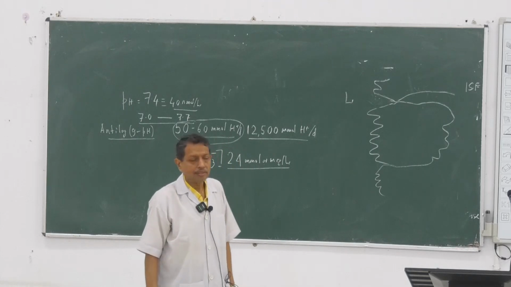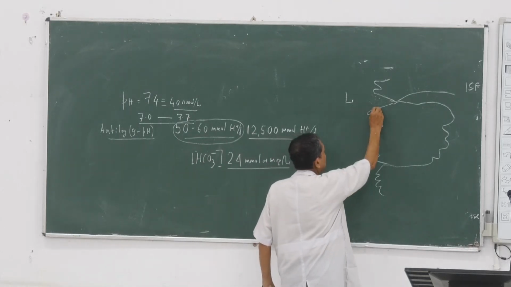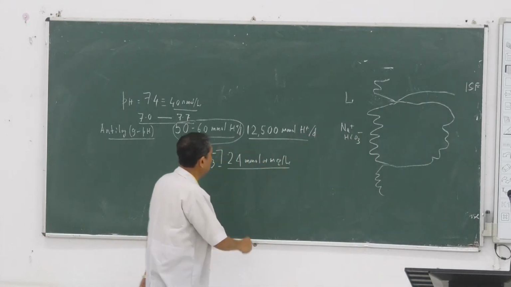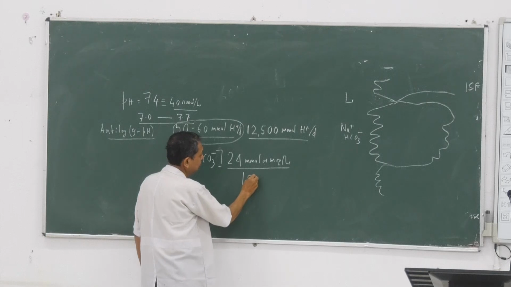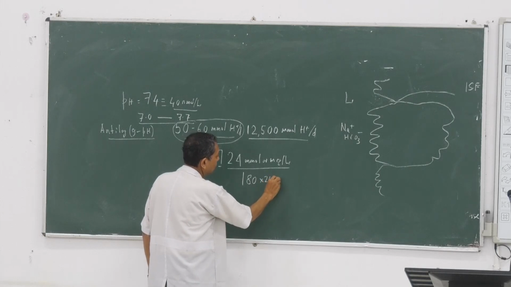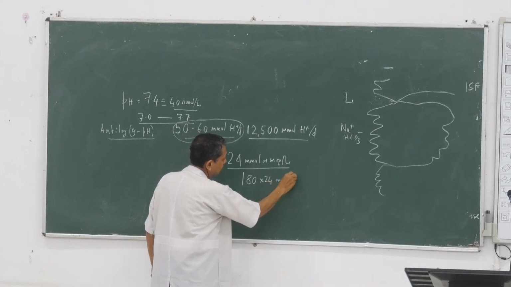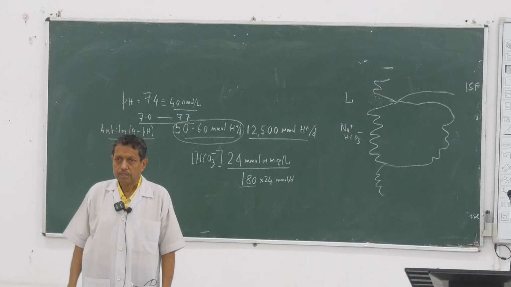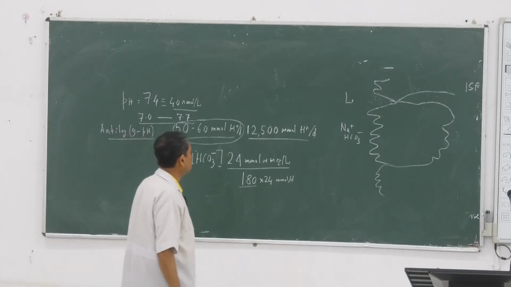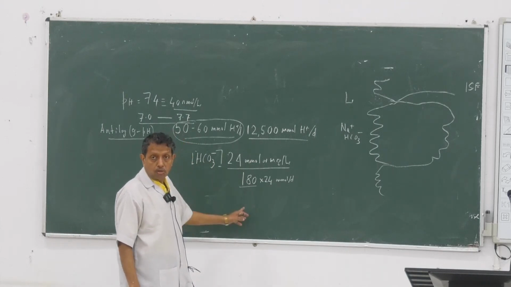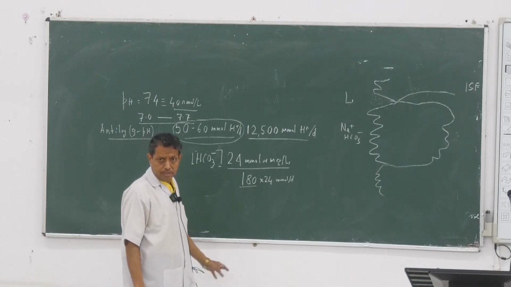From the luminal side, there is sodium ion and bicarbonate anion coming, and filtrate load per day is 180 multiplied by 24 millimole per day, where the GFR is 180 liter per day. You can calculate what it comes to, I think it will be 4320.